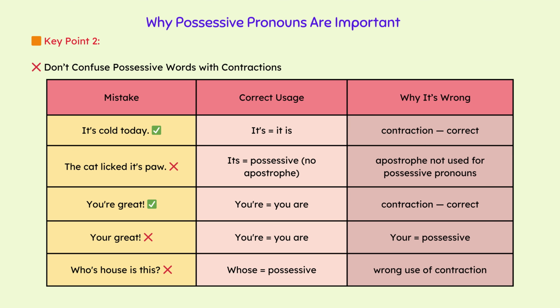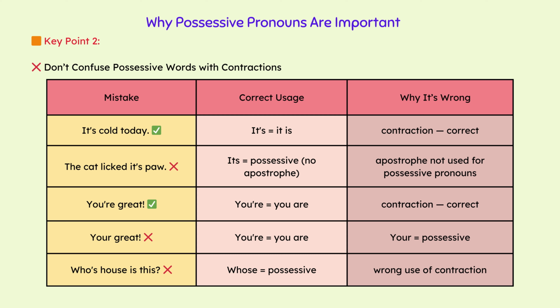Let's talk about a common mistake in English: confusing possessive words with contractions. First example: it's cold today. That's correct. It's here is short for it is. This is a contraction and it's fine. But now look at this one: the cat licked it's paw. That's incorrect. Here, you're showing possession, so the correct word is its without an apostrophe. Its is the possessive form. No apostrophe needed.